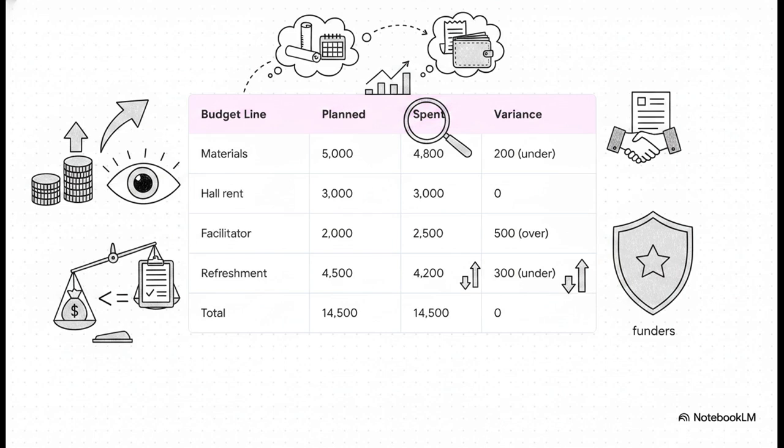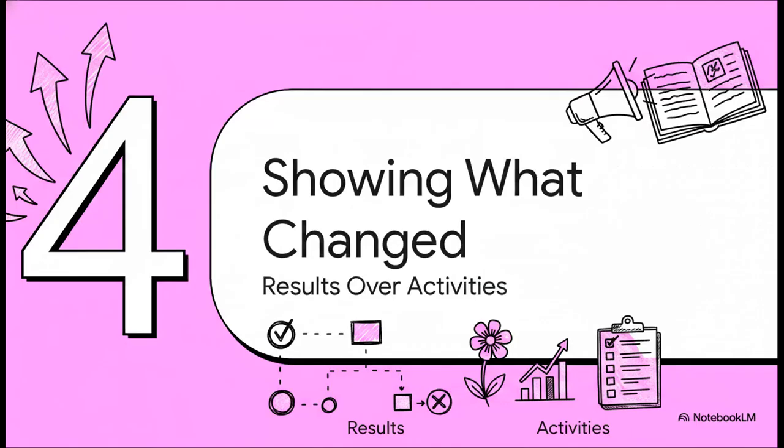For instance, you might show that you spent $200 under budget on materials, but $500 over on the facilitator. This exact level of transparent, comparative reporting is what builds serious trust with your funders. Section 4. Showing what really changed.